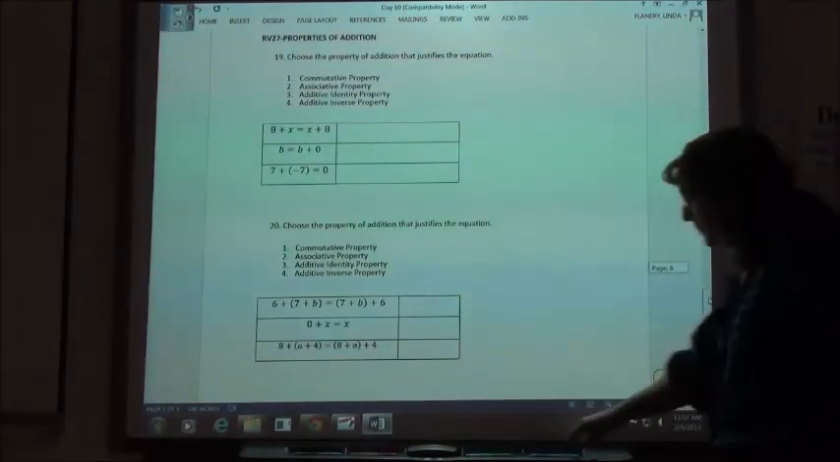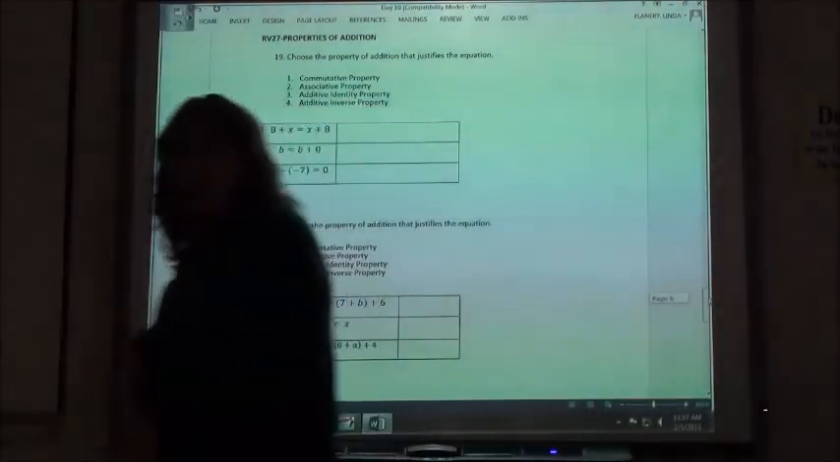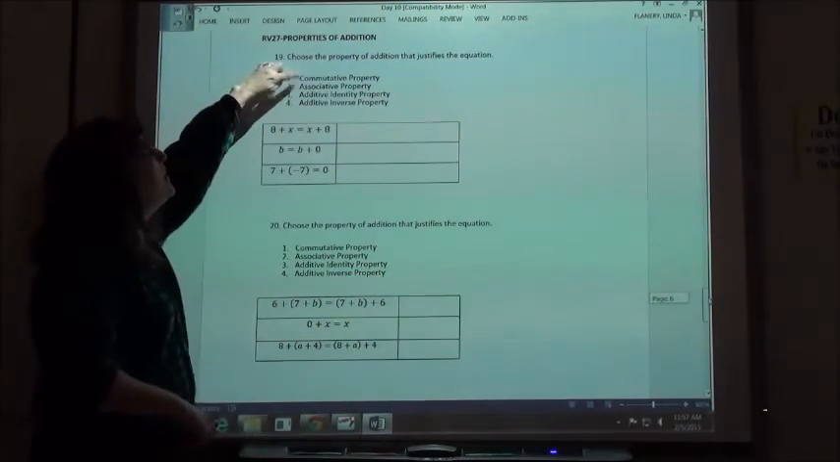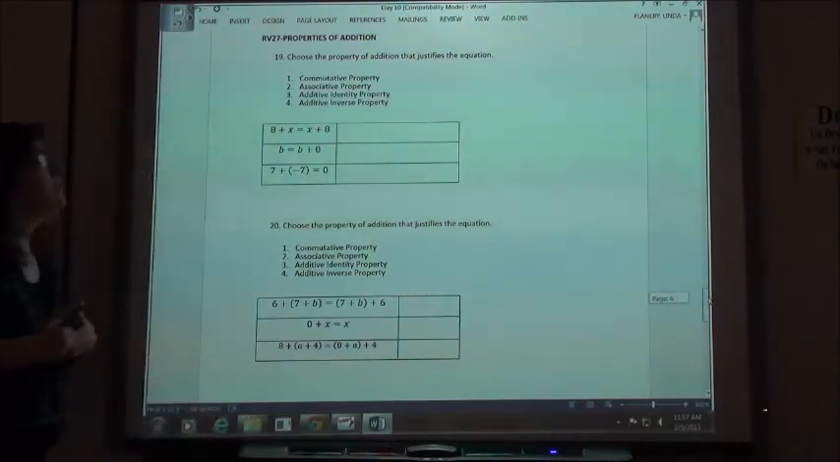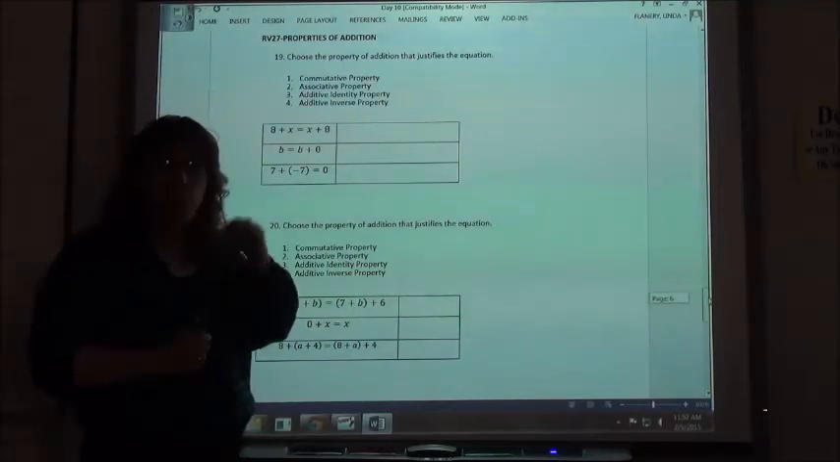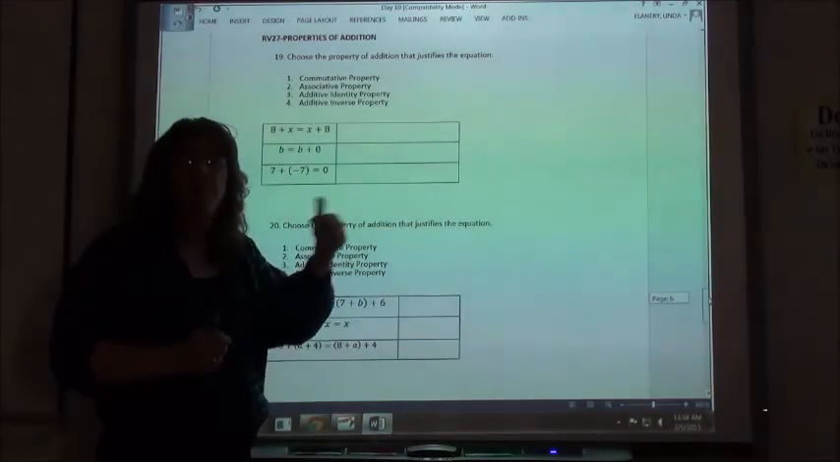Properties of addition. We have 4 properties of addition that we're going to talk about: the commutative property, associative property, additive identity, and additive inverse. First property is the commutative property. The commutative property says I can change the order of my numbers. 2 plus 3 is the same thing as 3 plus 2.